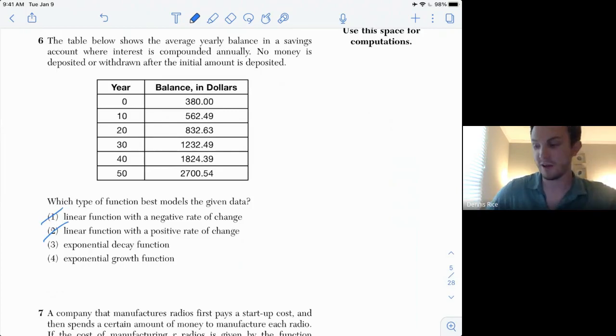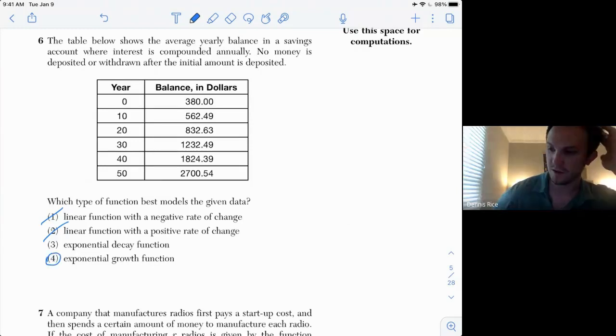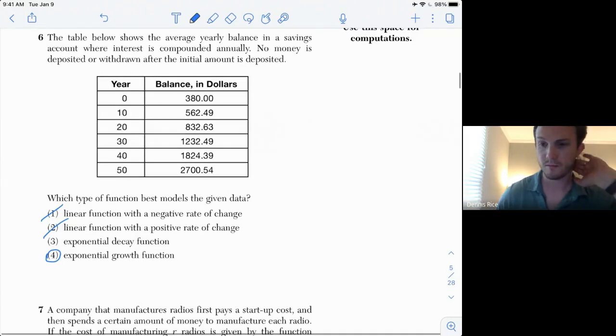And even this we can eyeball. What's the difference between growth and decay? Very simple. Yeah, it's going up. Growth and decay is like increase or decrease. So is this going up or going down? Going up. Okay. Exponential growth function. Questions with that one?